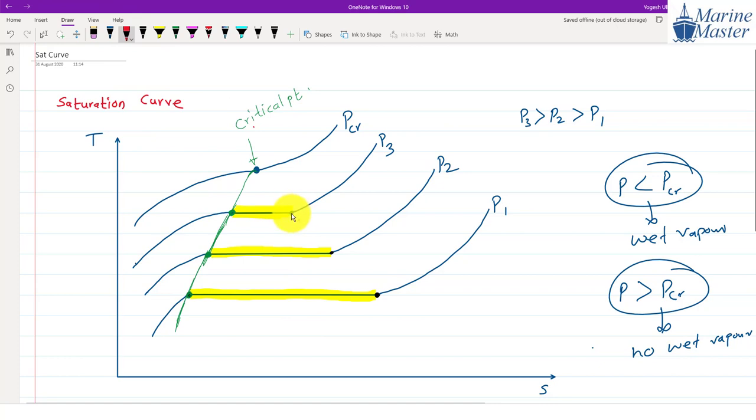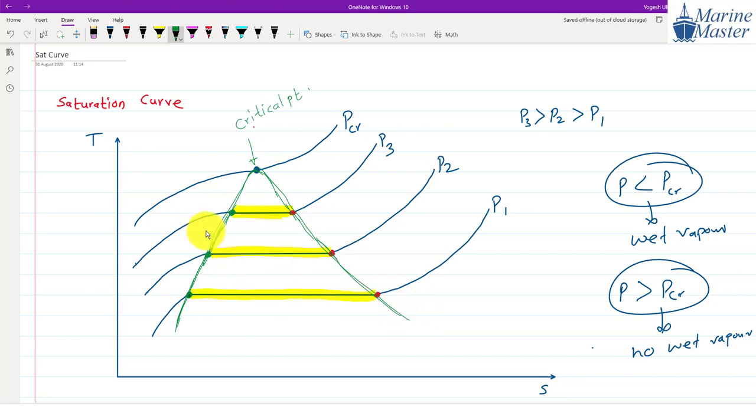Now these red color points, observe. What do these red color points denote? These red color points denote dry saturated vapor points. This red point is dry saturated vapor at P1 pressure, and this one is dry saturated vapor at P2 pressure. We are going to join these red points with the critical point, and again we will get a smooth curve on this side. So this green curve we will call the saturation curve.